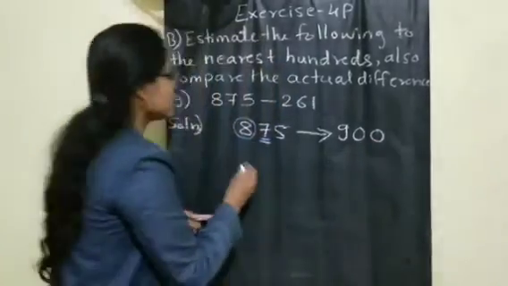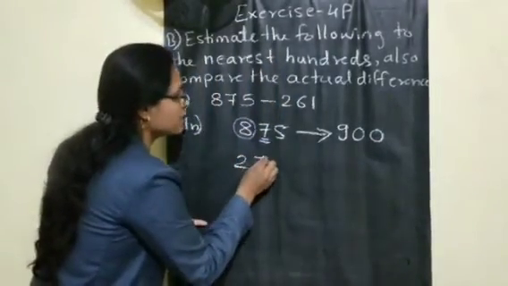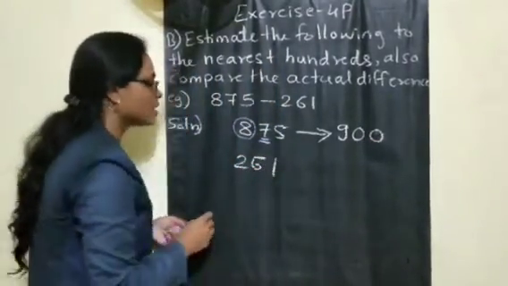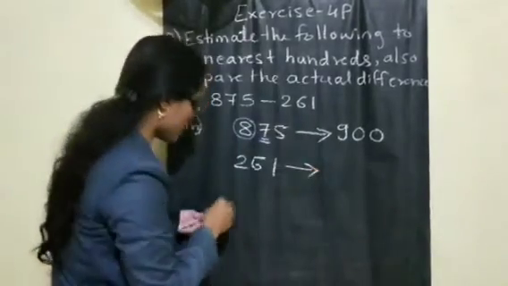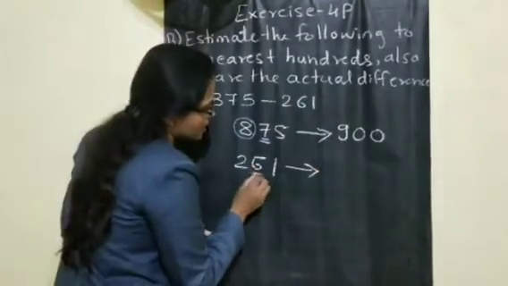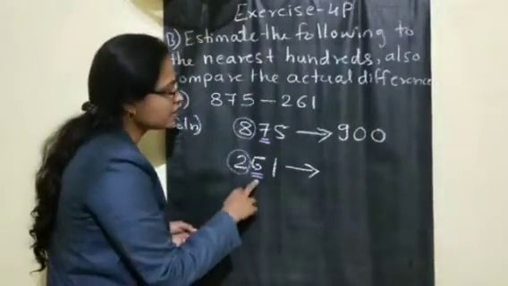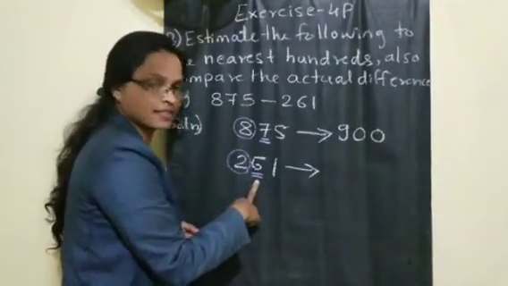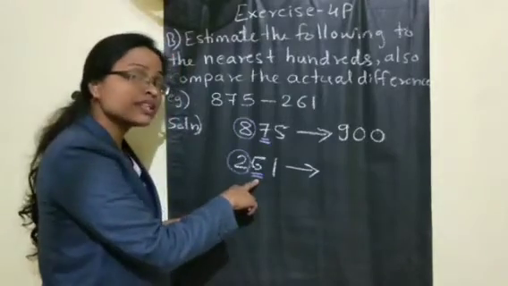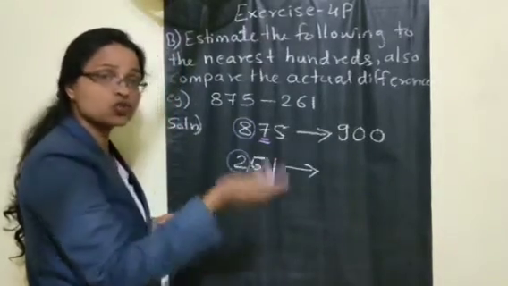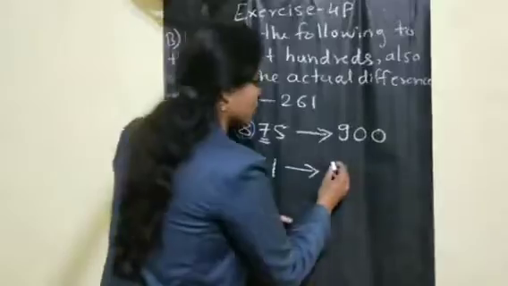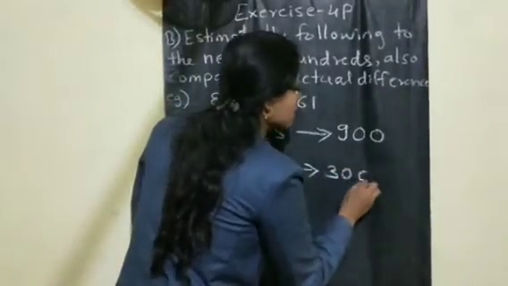Okay. Now let us take the next number, 261. Again the same process, children. We have to observe the tens place and decide for the 100 place. In the tens place the number is 6. So 6 again is more than 5. So 200 will change to 300. So the rounded number will become 300 here also.